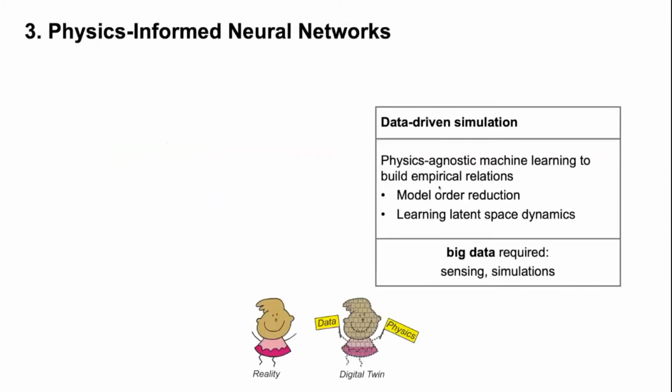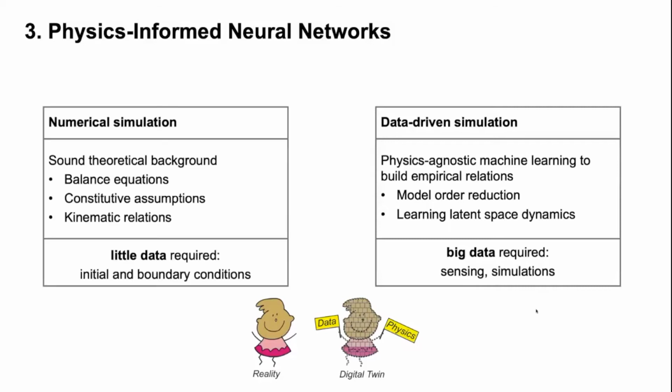When we think about neural networks, we usually think about data-driven simulation. That is, we think about physics-agnostic machine learning to build empirical relations enabled by model order reduction. We can learn latent space dynamics to build time-dependent problems. And what is common to all of these approaches is that we require big data, which can arise from sensing or from simulations. This is data-driven simulation, and on the other hand, we have the numerical simulation, which provides us with a very sound theoretical background.